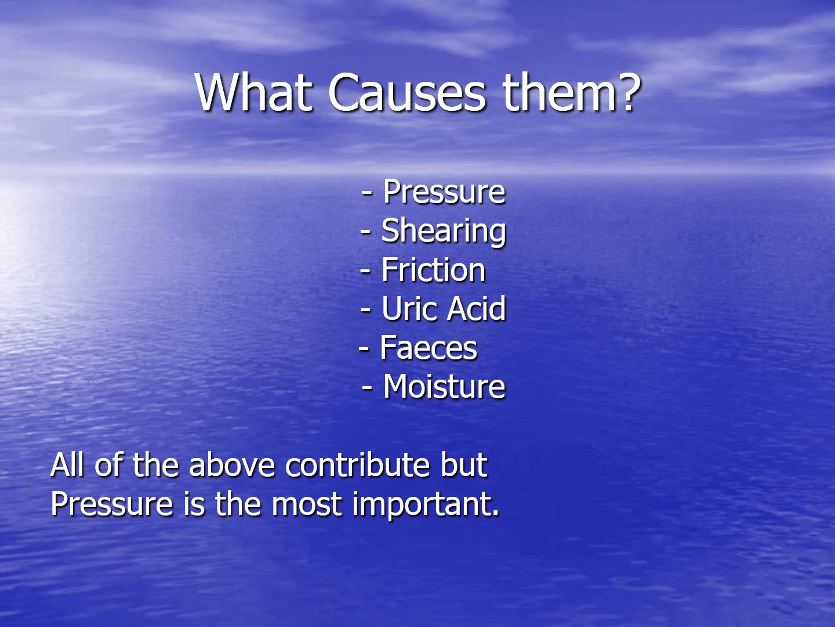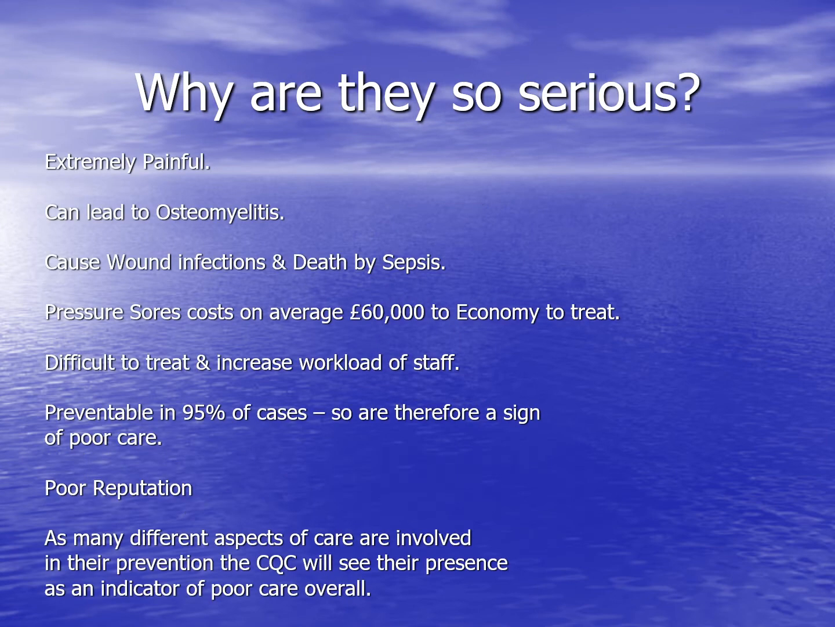Any moisture, so the skin, if it's too moist or too dry, it's going to be weak. So if they've got like a fever and they're constantly sweating, their skin's going to be moist. It's more susceptible to pressure damage. But also if you've washed them and you haven't dried them properly, that's also going to damage the skin. But all of them can contribute, but pressure is the most important, and it's the way the damage actually occurs.